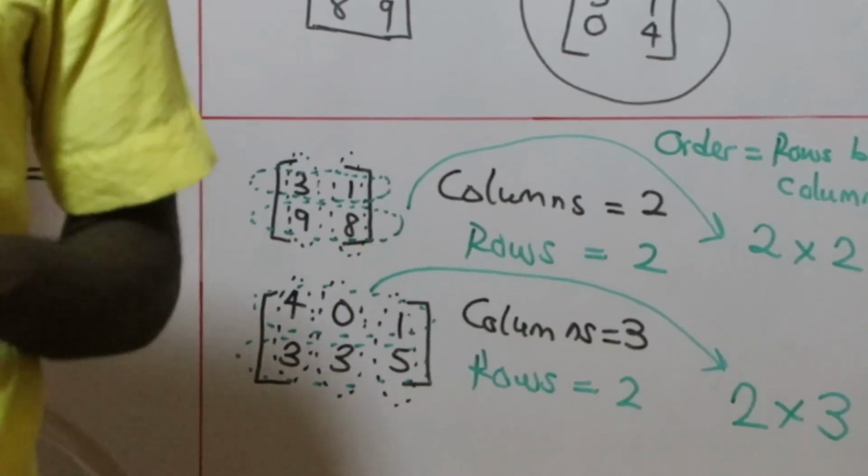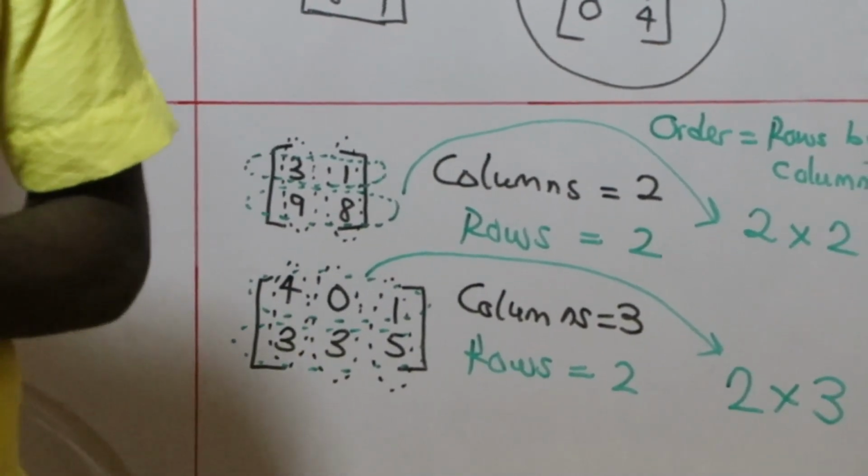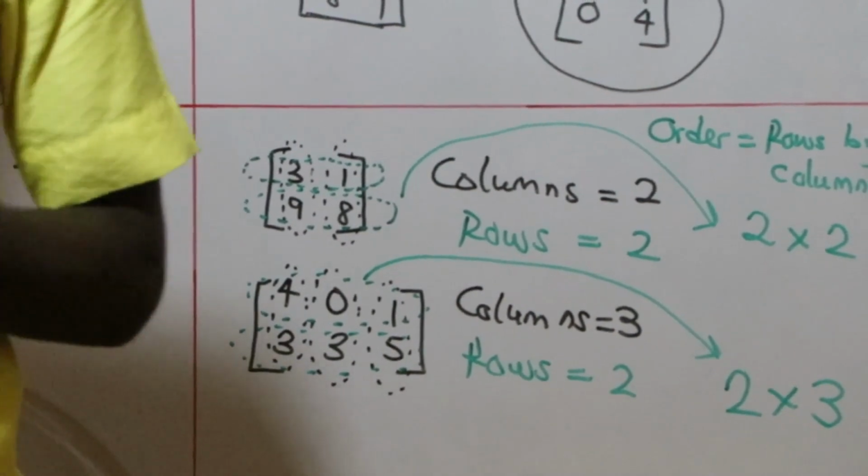So we've talked about what a matrix is, we've talked about the definition of a matrix, we've talked about real and imaginary numbers, and lastly we've talked about the order of a matrix.